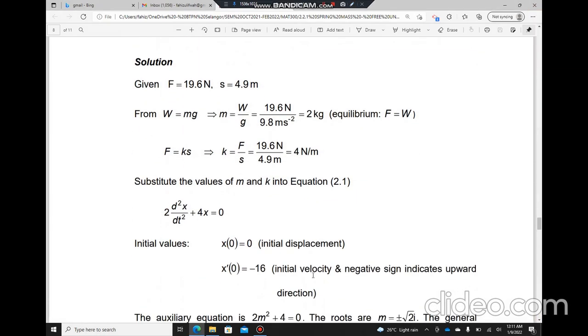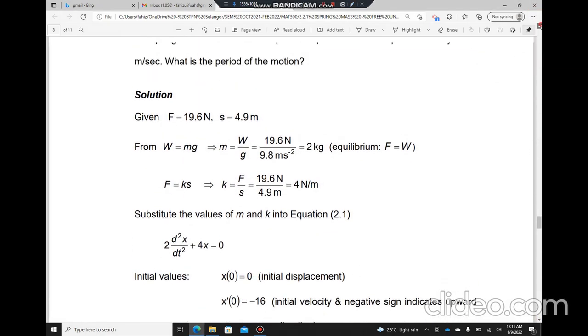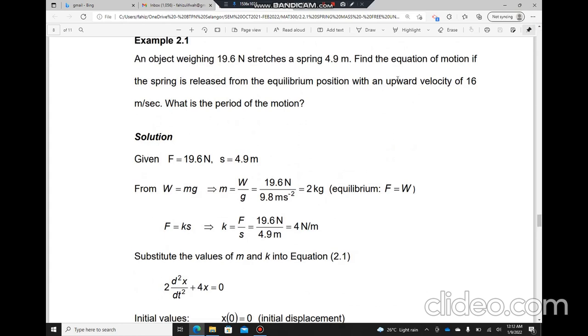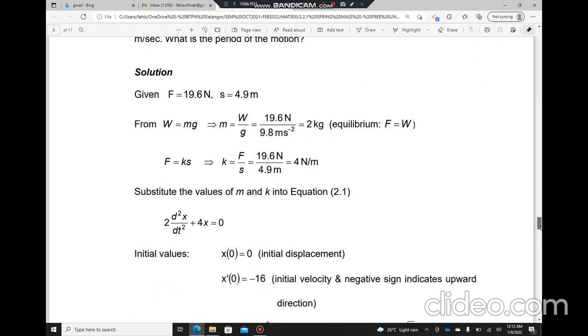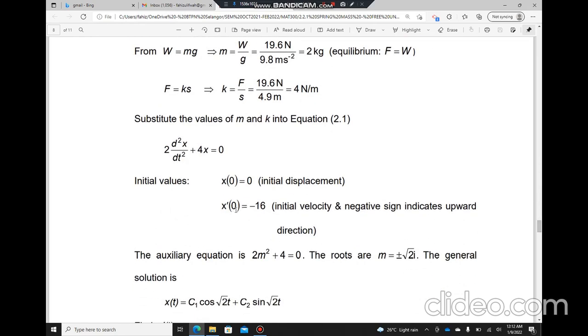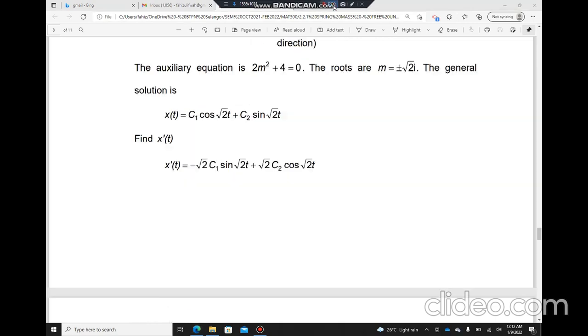And then untuk initial velocity, dari mana kita dapat? Daripada ayat kat sini, with an upward velocity of 60 meter per second. Okay, 60 meter per second ni adalah upward velocity, so that's why kat sini kita letak x prime 0 equals to negative 16. Initial velocity and negative sign indicates upward direction. So yang ni dia adalah initial value problem sebab kita kena ada initial displacement and initial velocity.